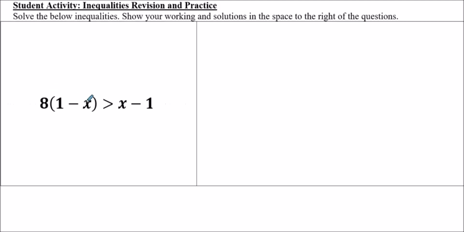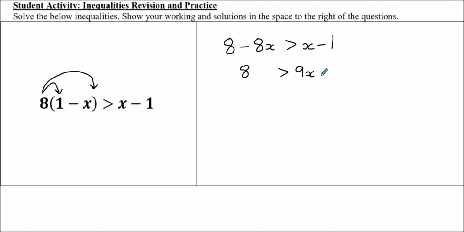Second one, expand the brackets. So 8 multiplied by 1 is 8. 8 multiplied by minus x gives us minus 8x. And that's greater than x minus 1. Add 8x to both sides. We get that 8 is greater than 9x minus 1. Add 1 to both sides. 9 is greater than 9x. Divide through by 9. We see that x is less than 1.